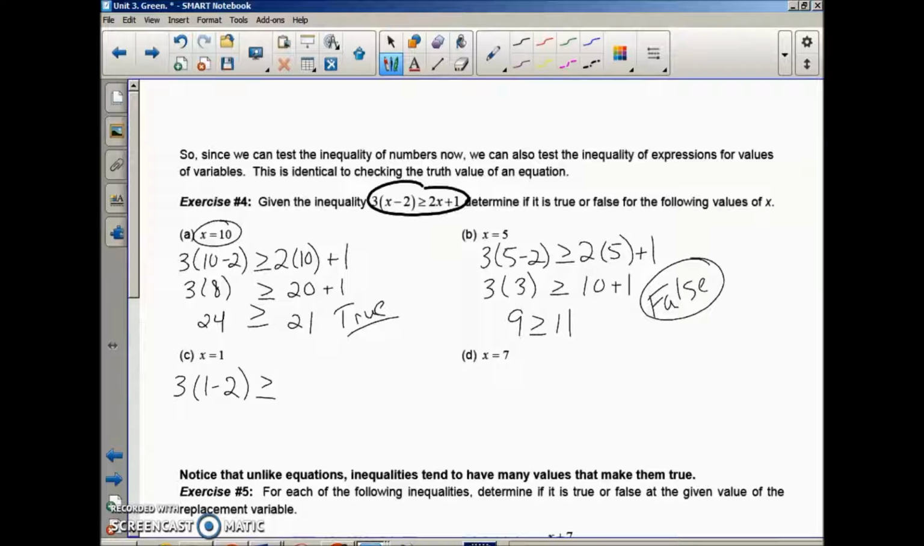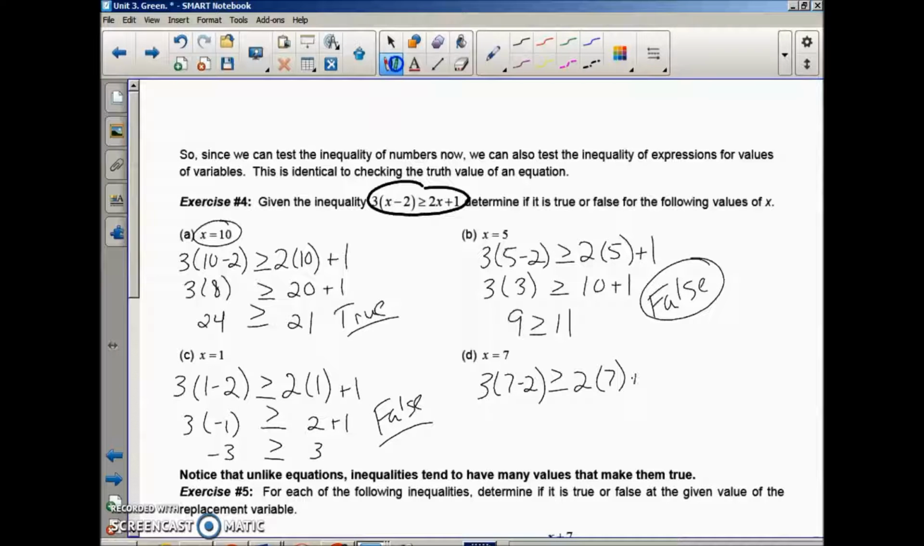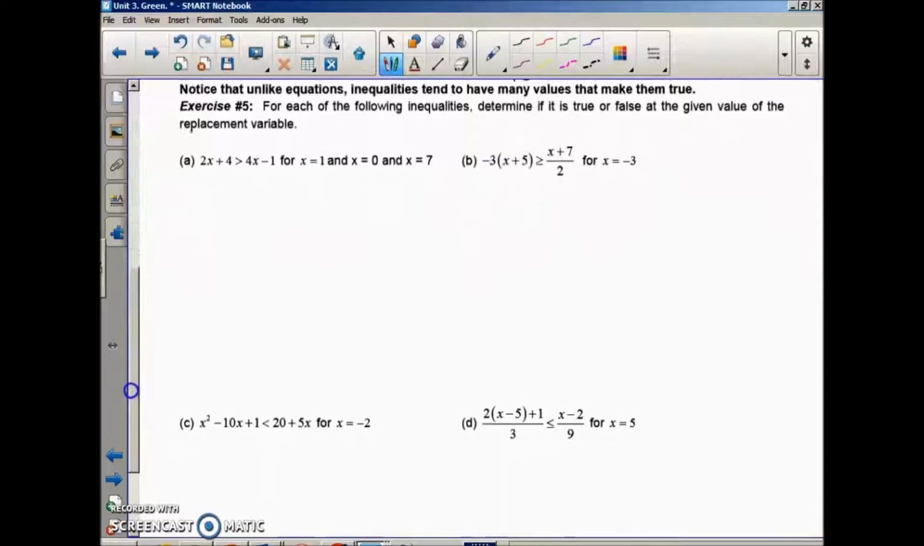Plug in 1. And as you work through and simplify a little bit, -3 versus 3, the symbol being greater than or equal to, that is not true. So that would be false, meaning 1 is not a solution. You throw 7 in there, 15 is greater than or equal to 15. That true part comes from the equal portion of this.